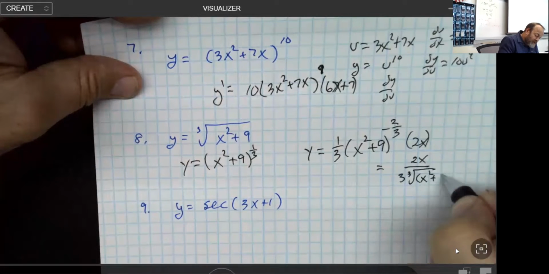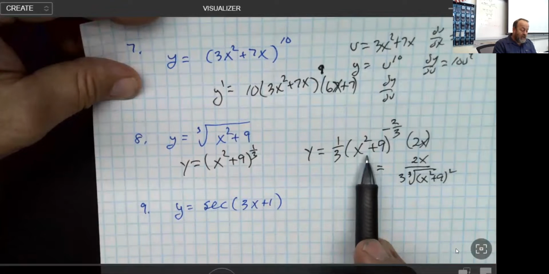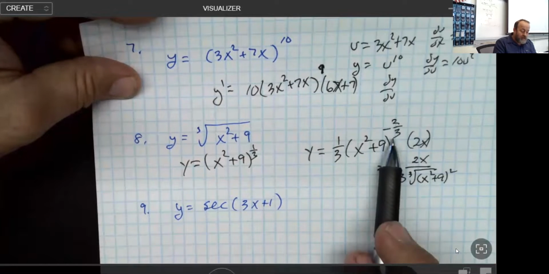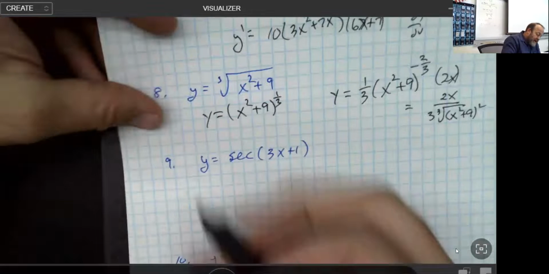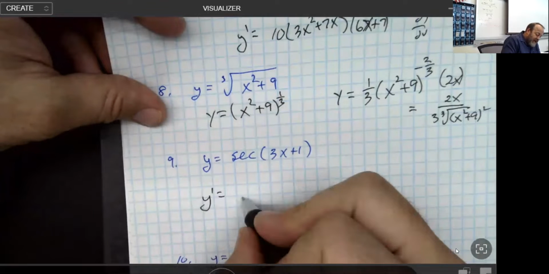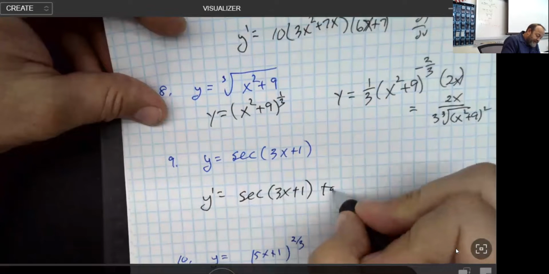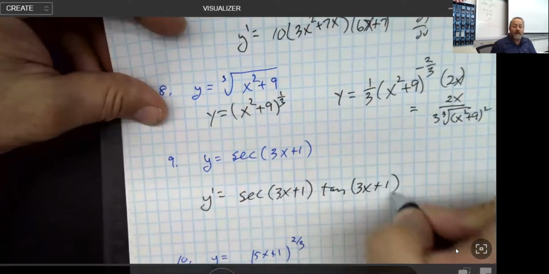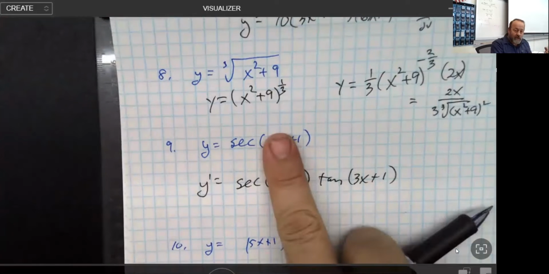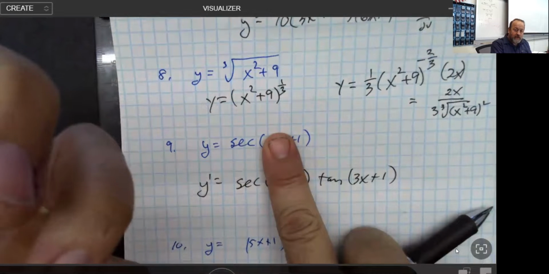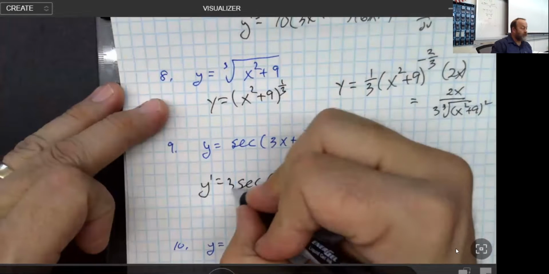So I'm going to take just a little bit of time to say that if I've raised it to the 2/3 power, it is a cube root that has been squared, and because it was negative, it went to the bottom. Number 9, the derivative of a secant is a secant tangent. But of course, how chain rule works is I took the derivative of the outside function times the derivative of the inside function, but the derivative of that is just 0.03.